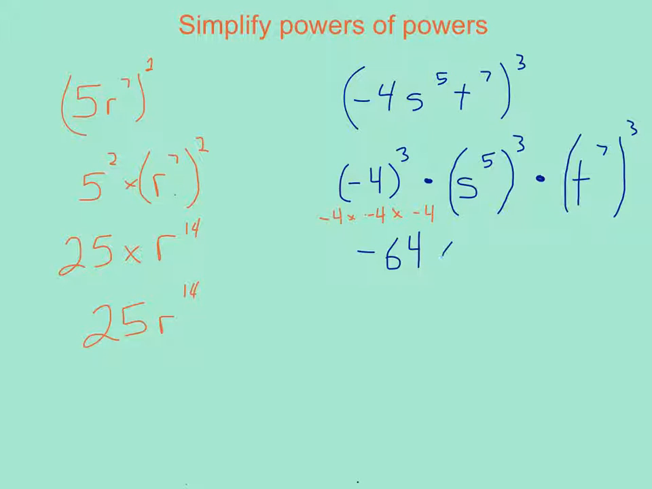The next part would be the s to the 5th power to the 3rd power would give me s to the 15th power. And then lastly, the t to the 7th to the 3rd would give me t to the 21st power. And when I just put that together, I get negative 64, s to the 15th power, t to the 21st power.